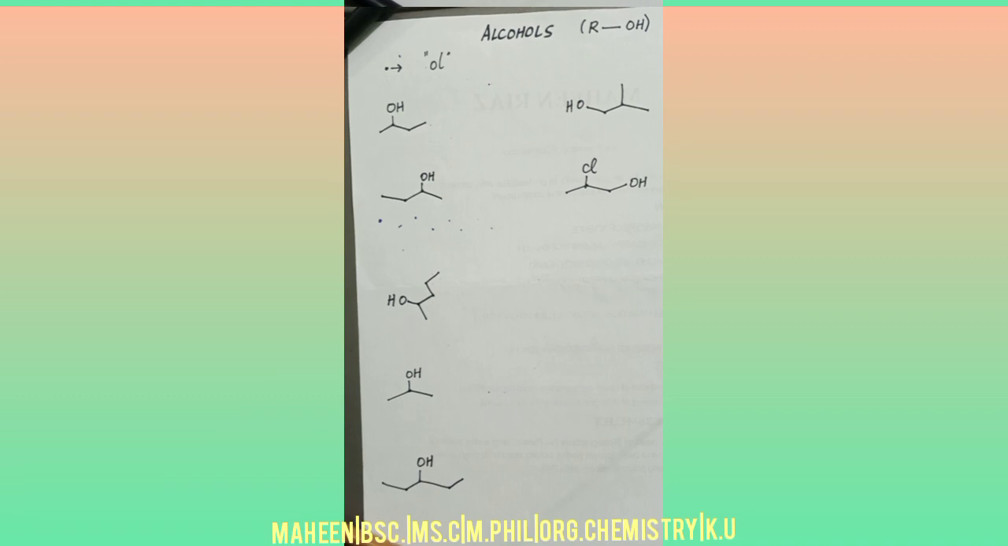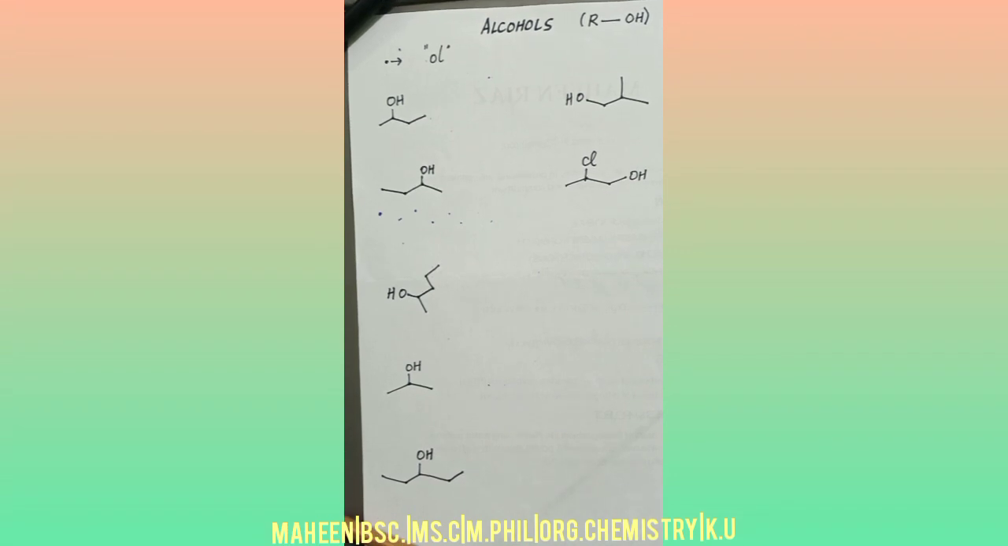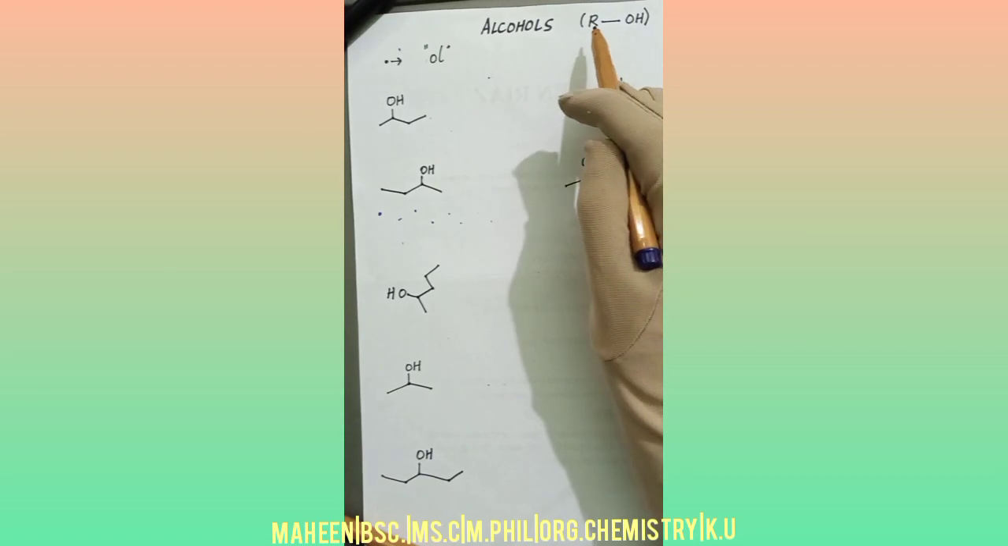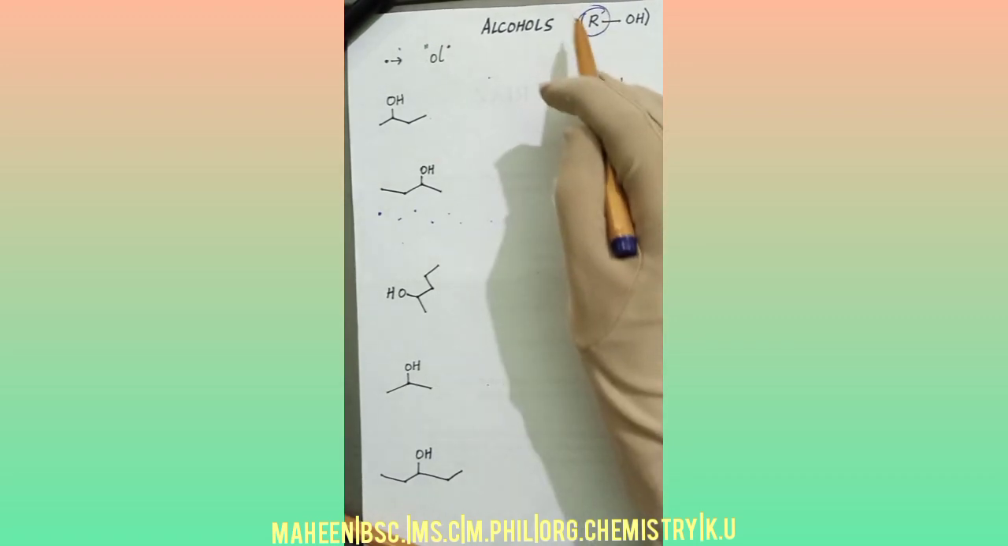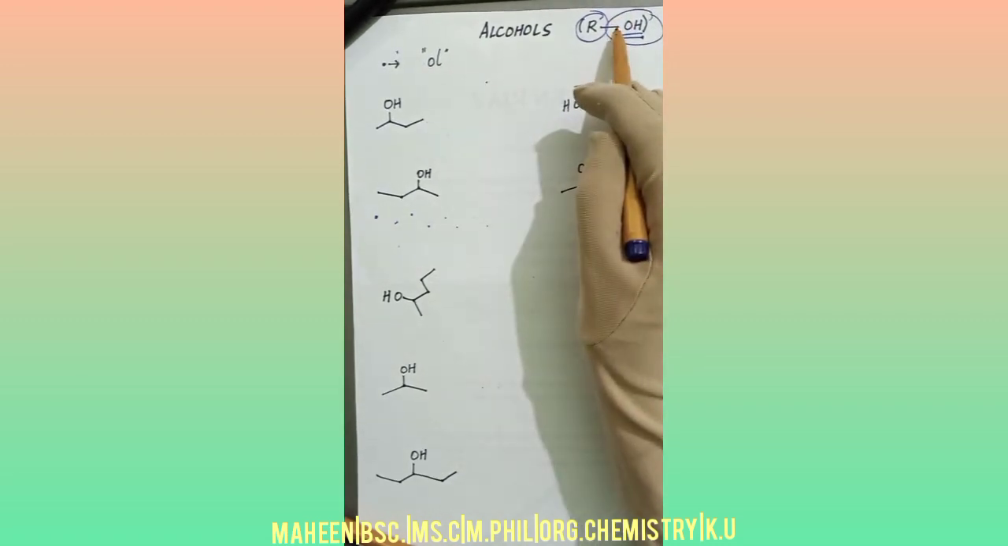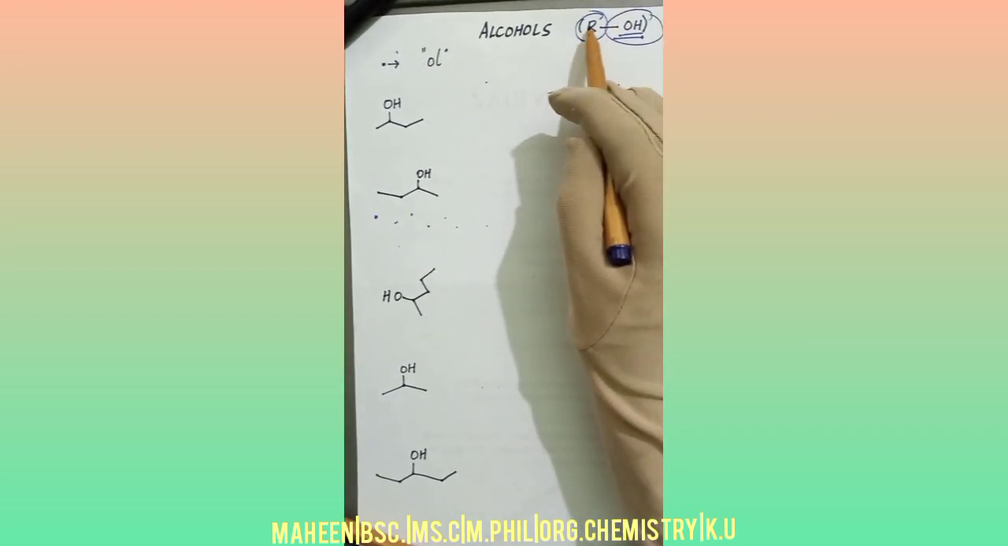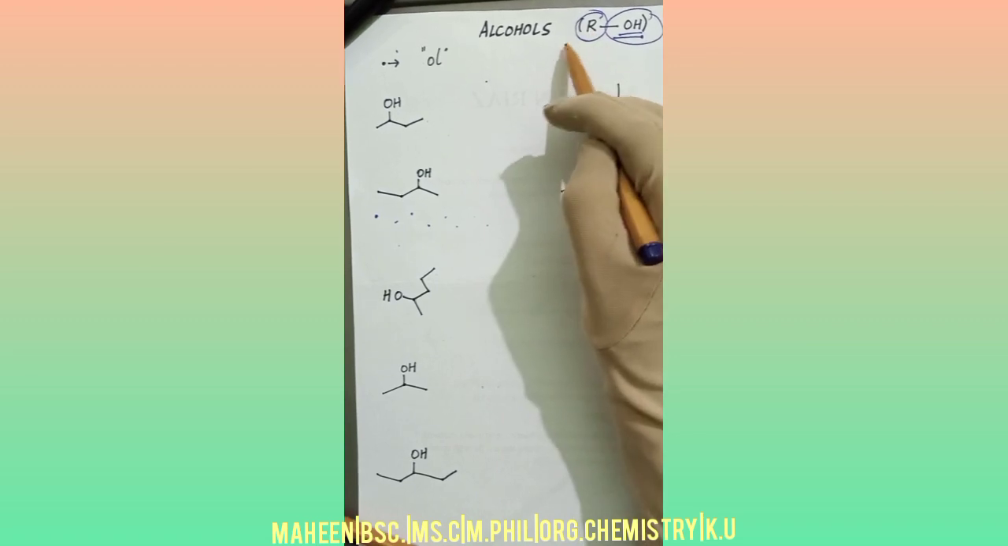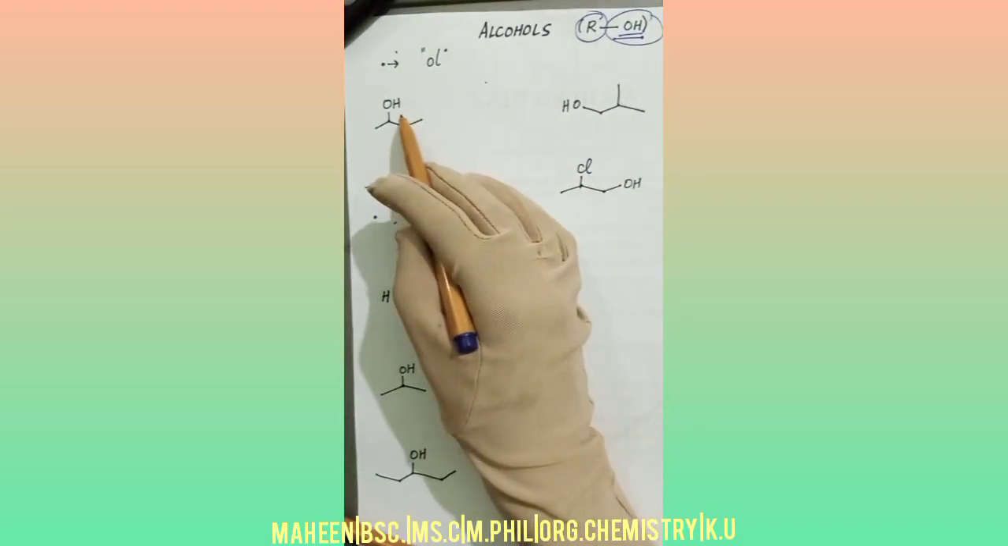Okay, alcohols are basically in organic chemistry you see like this, any alkyl chain attached to OH. Okay, so the OH is actually the representation or identification of an alcohol compound. Okay, so whenever you see an OH directly attached with an alkyl chain, it can be like this.